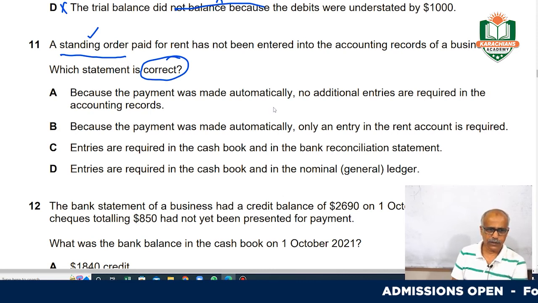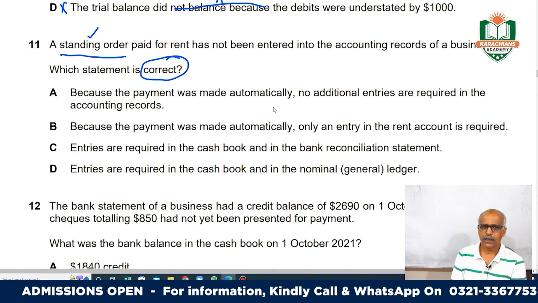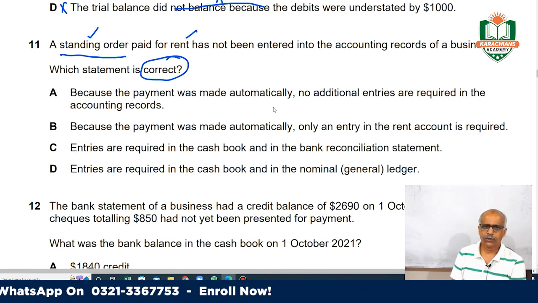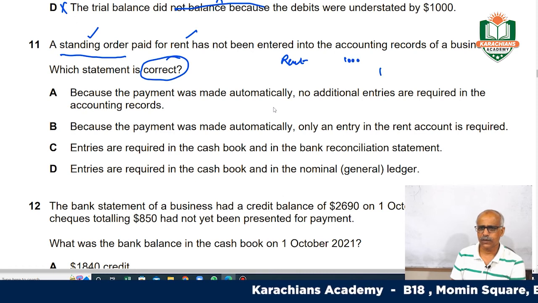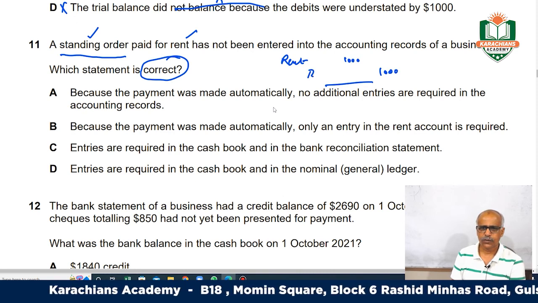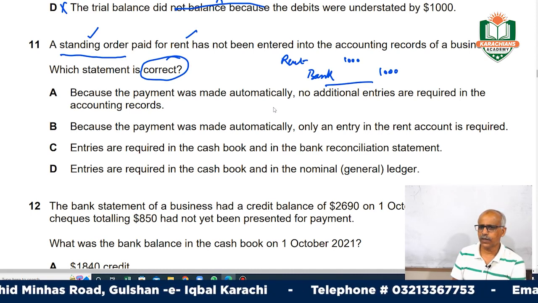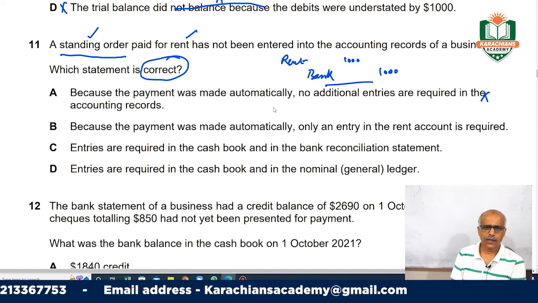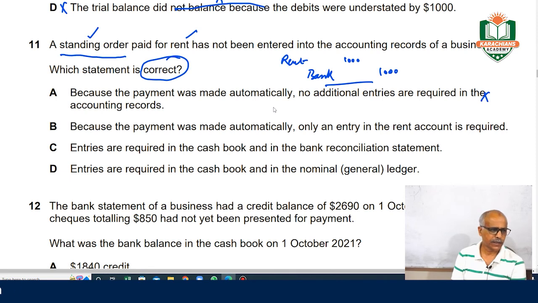Okay, so we will see what the question is saying. A standing order paid for rent has not been entered into the accounting record of the business. You did not record it. So you have to record rent expense, whatever the amount, say 1000, when you got to know, right? Option A: because the payment was made automatically, no additional entries are required in the accounting record. So this is incorrect. Payment is made automatically, but you have to make the entry, right? So A is incorrect.